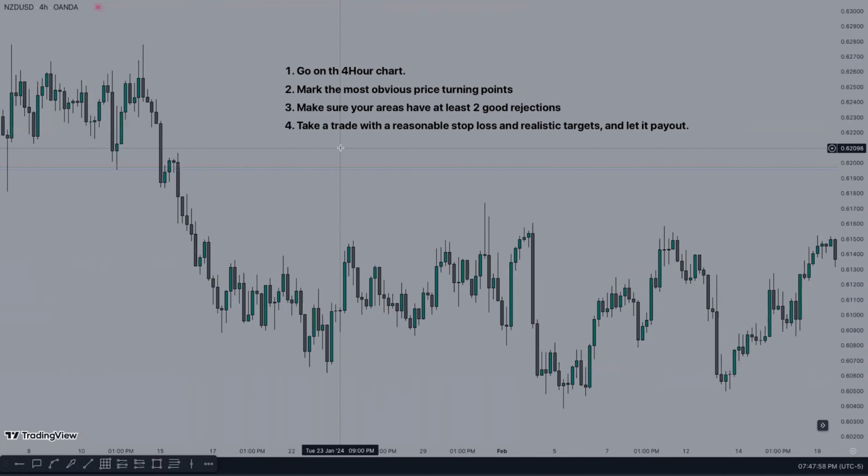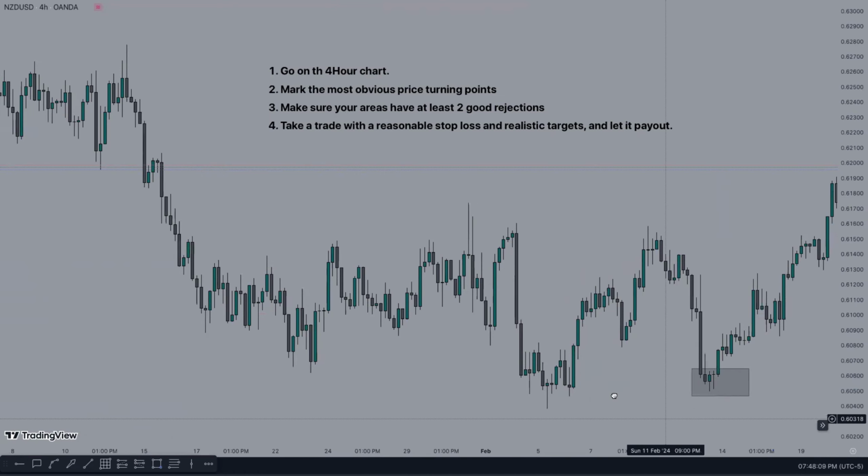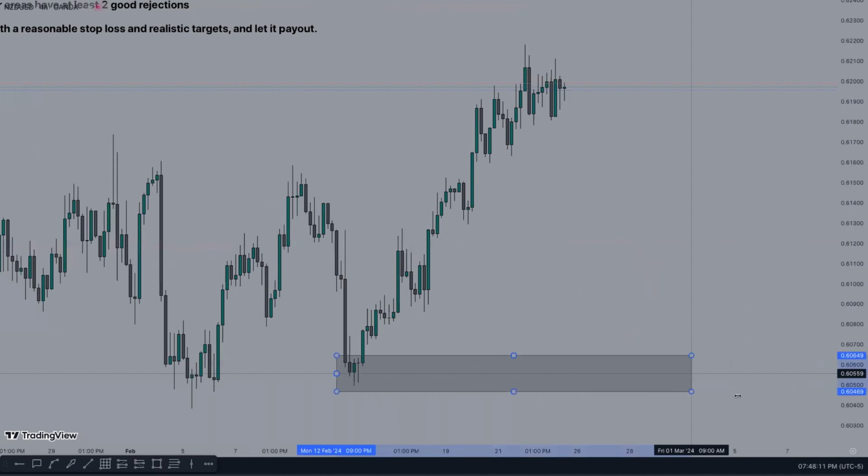Now, let's look at the third checkbox. Make sure your areas have at least 2 good rejections. What I mean by that is your zones should not have just one push like here. You just draw this out and you're like, I'm waiting for price to get back here, let me buy this resistance. I will not call this resistance yet. This is a swing low. It is not support. I will not call this support yet. This is just a swing low.